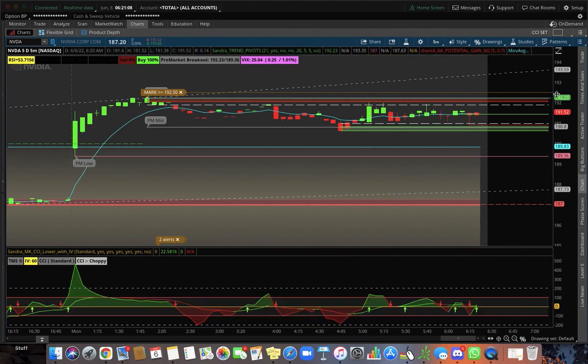I may wait until the 193, maybe the 194 area, the one right above it, 194. And then that might be a cleaner shot. And what's it a cleaner shot for, by the way? I say cleaner shot because if I get into something, I don't want to have to pop right out of it. I want to ride it.